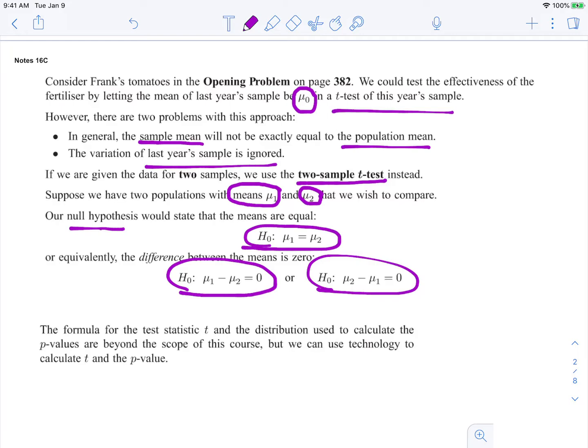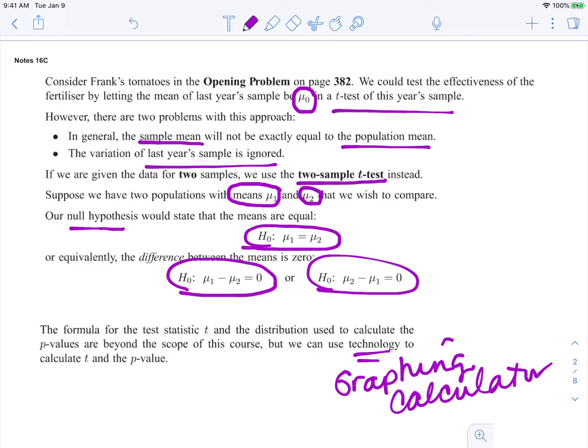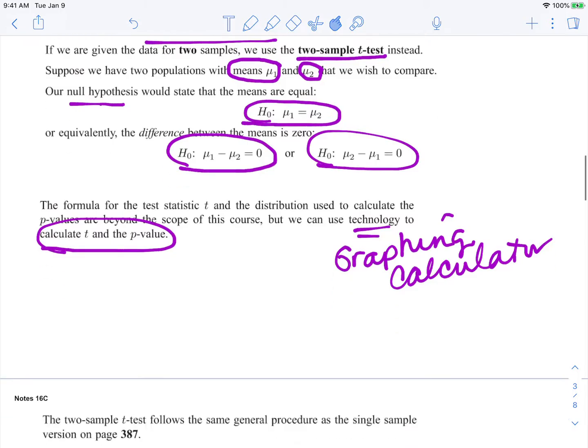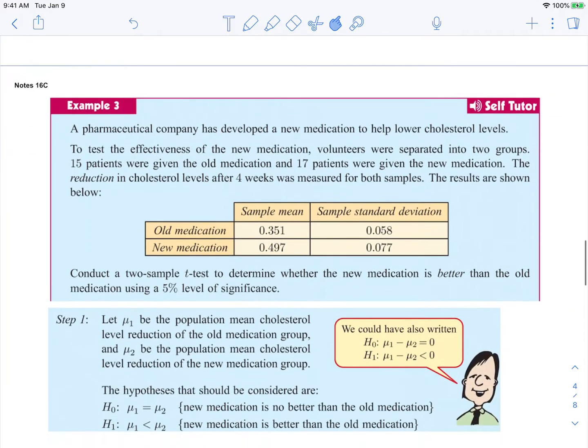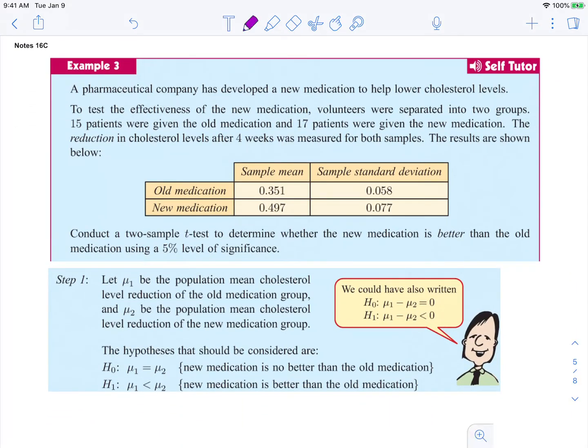The formula for the test statistic t and the distribution used to calculate the p-values are beyond the scope of this course. But we can use technology, which is a graphing calculator in our course, to find t and the p-value. So these are the same steps that we used on the previous lesson. And we're going to go ahead and do this example.